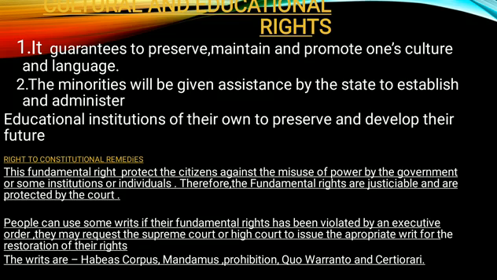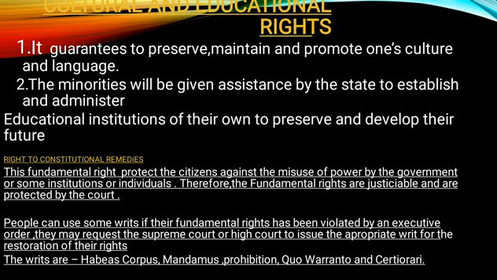Next and last fundamental right is the right to constitutional remedies. Dear students, this fundamental right protects the citizens against the misuse of power by the government or some institutions or individuals. Therefore, the fundamental rights are justiciable, protected by the court. People can use writs if their fundamental rights have been violated by an executive order. They may request the Supreme Court or High Court to issue the appropriate writ for the restoration of their rights.